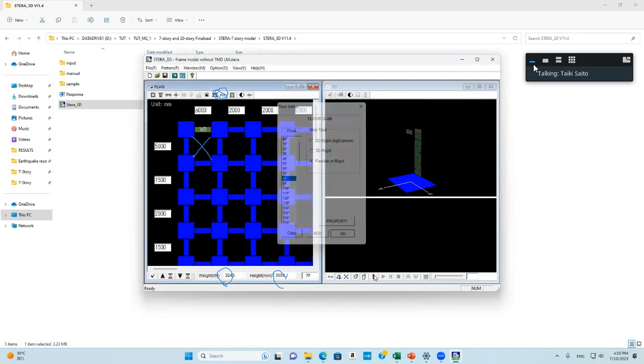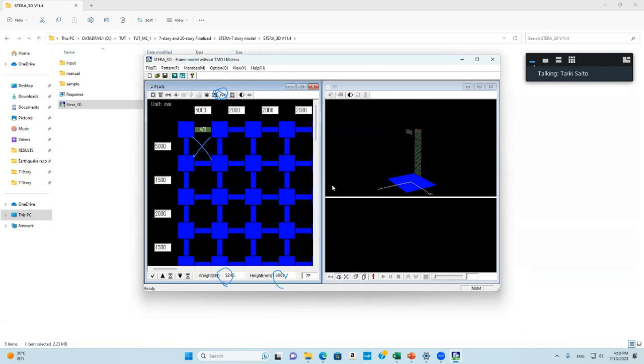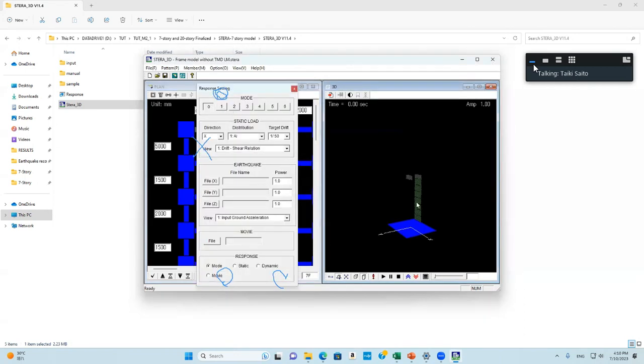I don't know. Could you run? Could you see the first mode? How about the second mode? Yes, that works. The movement is okay. So please try this one to compare with the frame model and check whether you get the same result or a similar result or not.